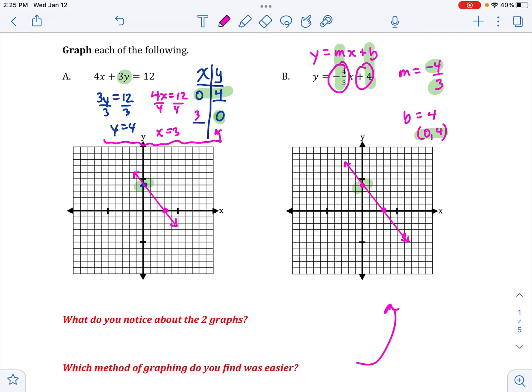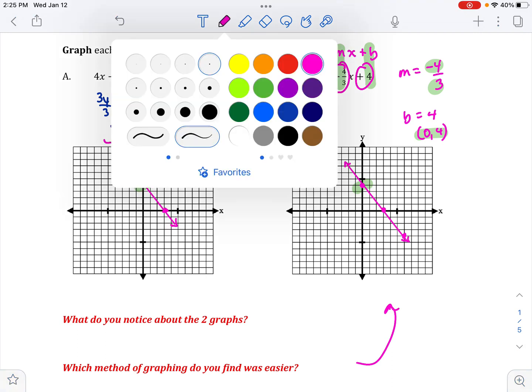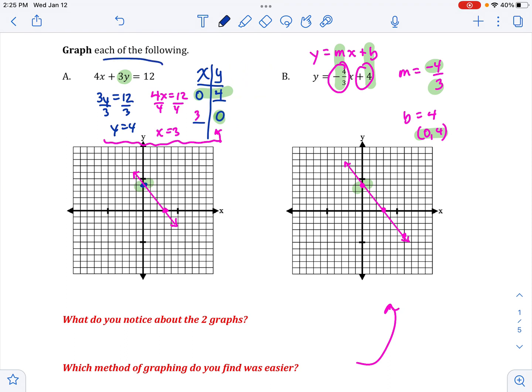So what that means is, our goal today is to take equations that are written in standard form and rewrite them in slope-intercept form and then graph. So that's our goal, to convert equations. All right, let's go to page 2 and get started.